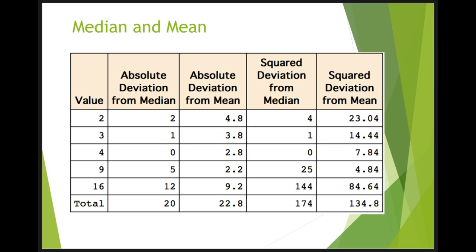By looking at the last row, you can see that the sum of absolute deviations from the median is smaller than the sum of absolute deviations from the mean. This will always be the case, since the median minimizes the sum of absolute deviations. On the other hand, the sum of squared deviations from the median is larger than the sum of squared deviations from the mean. This is the case because the mean minimizes the sum of squared deviations.